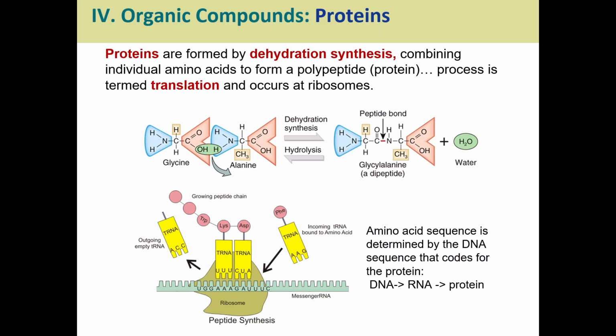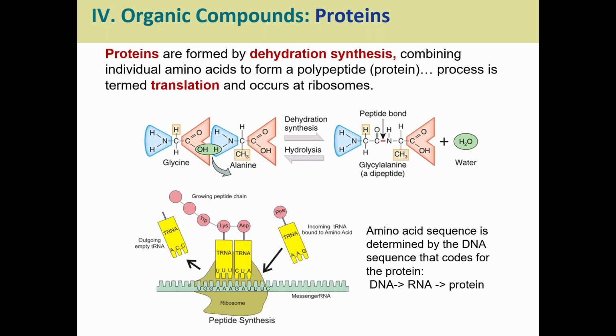Now, how do we form them? We use a dehydration synthesis reaction. Bam, we're basically removing water again to pull small units, the amino acids, together to form longer chains. In this case, we're calling our long chains polypeptides. Poly meaning many, peptide meaning protein or amino acids. So we form this polypeptide, right, by removing water.